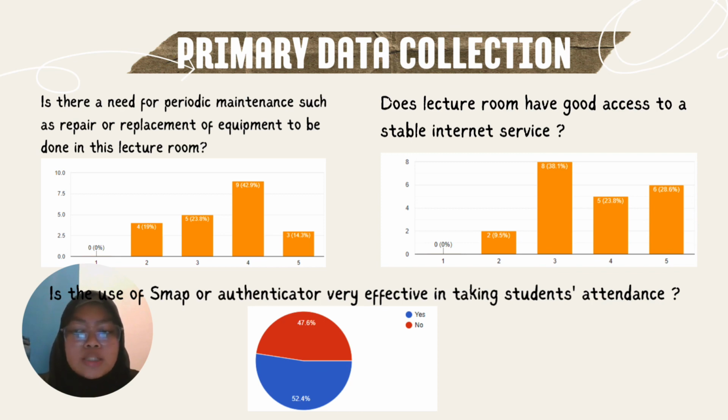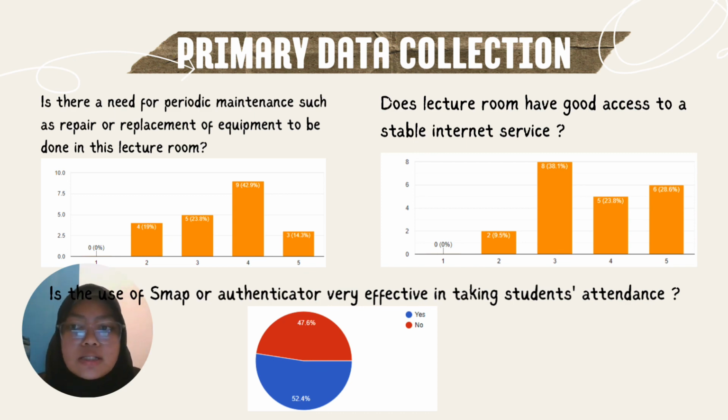For the next question, it asks, does the lecture room have good access to a stable internet service? Based on the bar chart above, 9.5% of respondents are not satisfied with the internet service in the lecture room, while 38.1% choose neutral about the internet service in the lecture room. 23.8% of respondents are satisfied with the internet service. 28.6% are very satisfied with the internet access in the lecture room in UTHM.